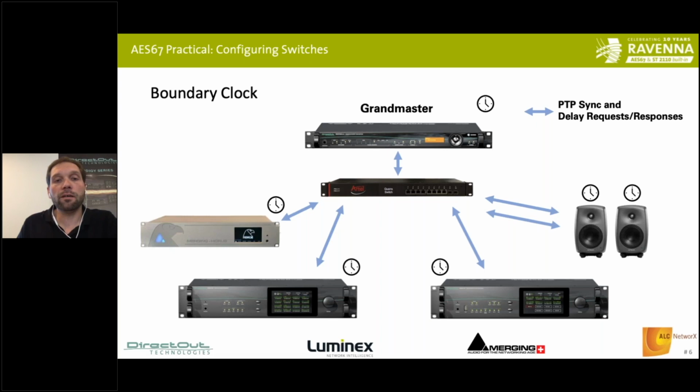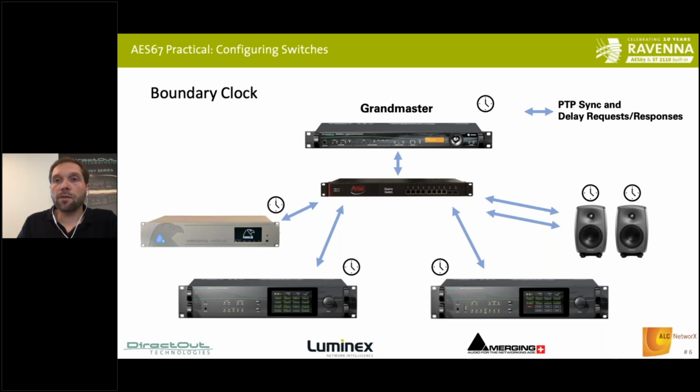The Crowbar 10G even has an oven controlled oscillator on board, so it will very accurately stay in sync until a better grandmaster comes back. And this is a good fallback strategy also, just in case a grandmaster fails.